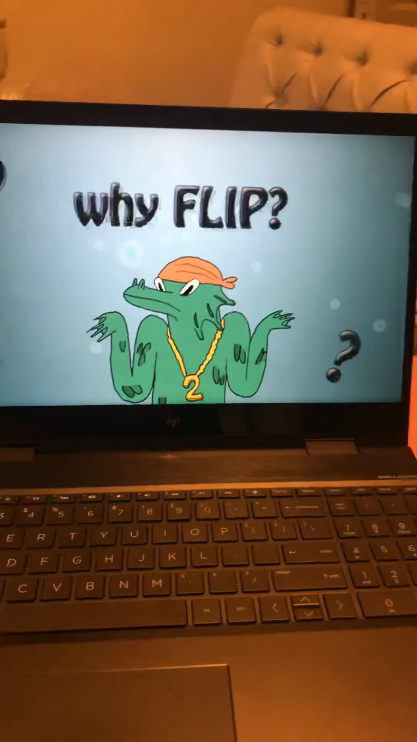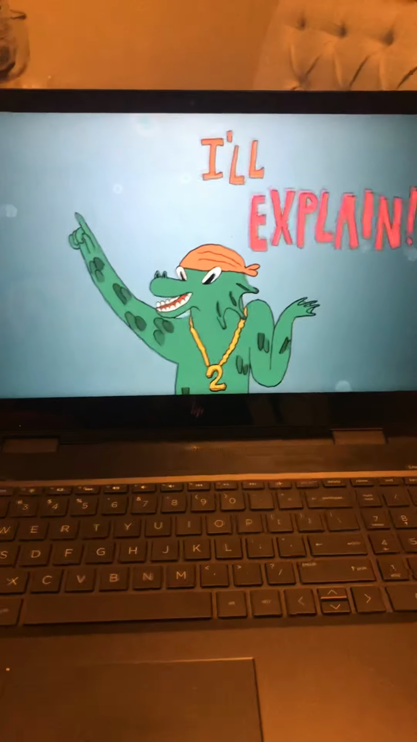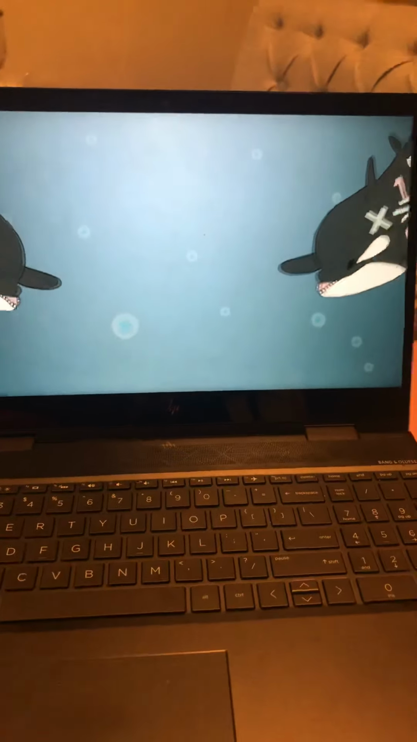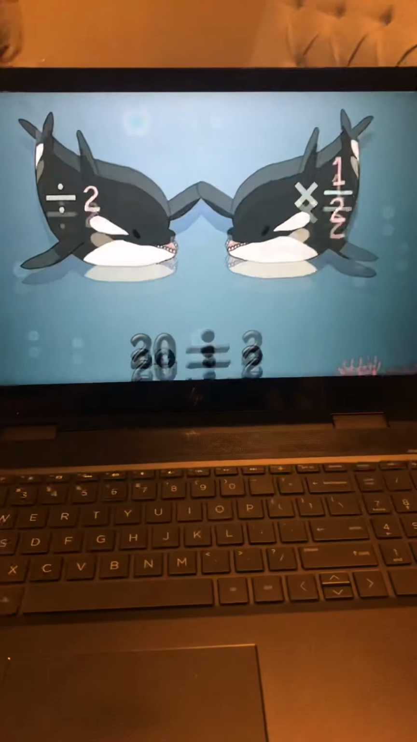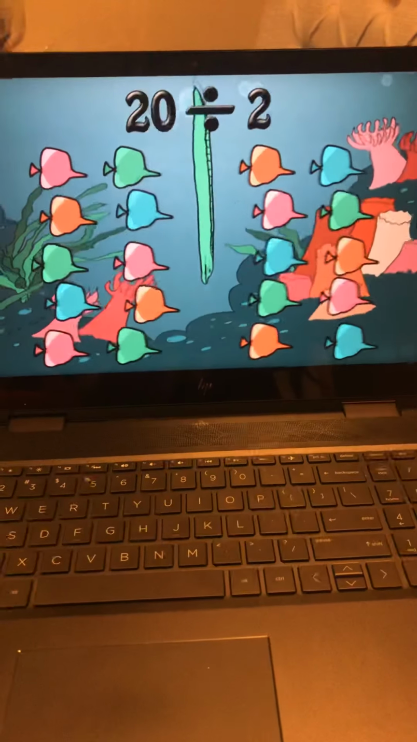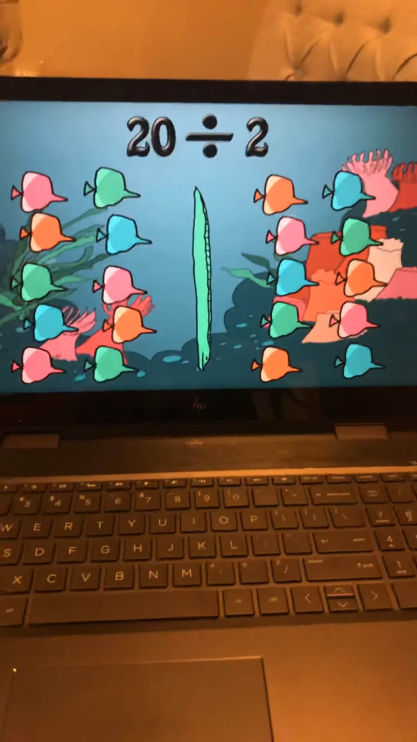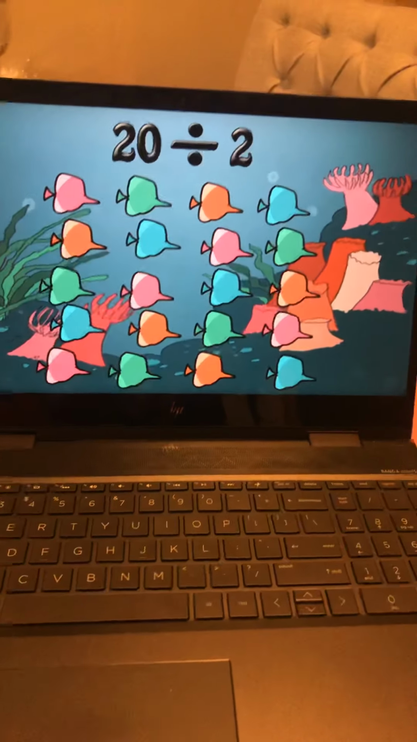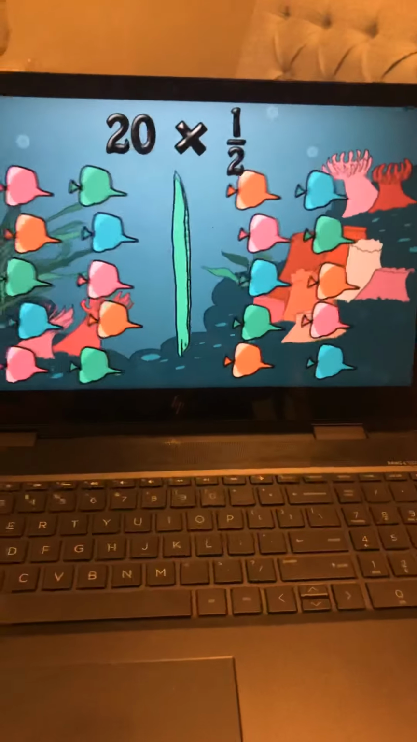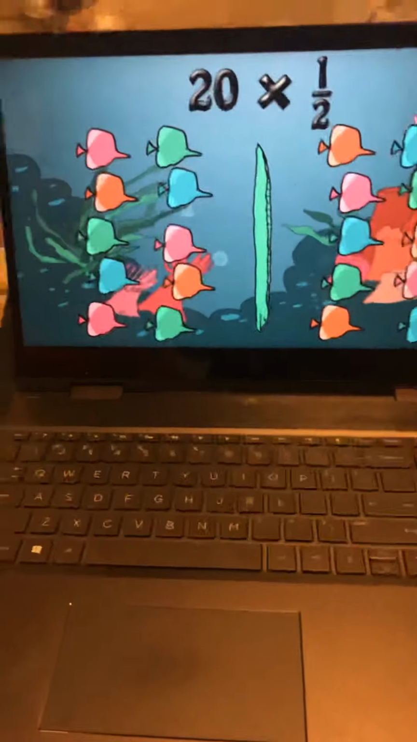Why do we flip it? I'll explain the math. Dividing by 2 is the same as multiplying by half. 20 students in your class divided by 2 would be 10 students. All we can do, 20 students in your class times half is 10. You'll see, you get the same thing at the end. Dividing is multiplying by the reciprocal.